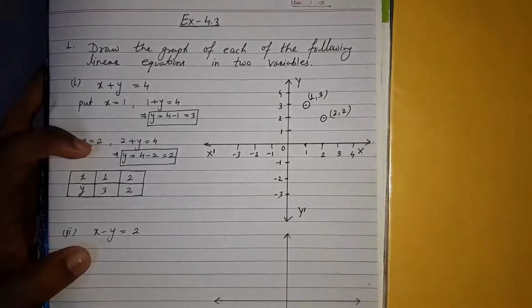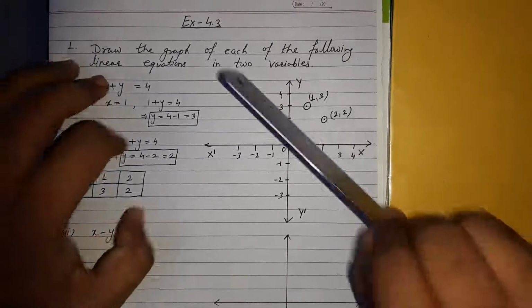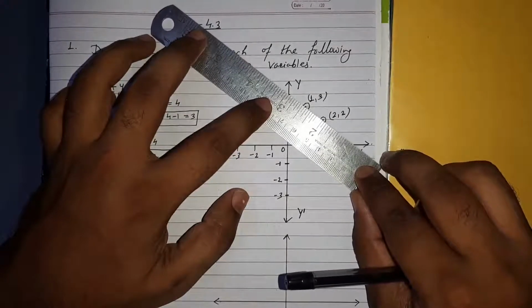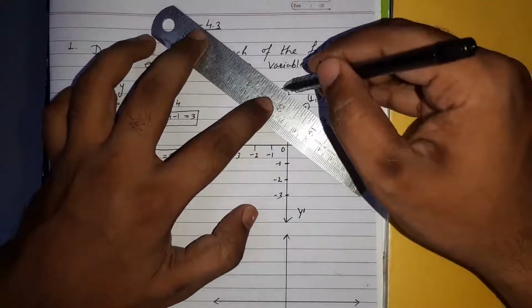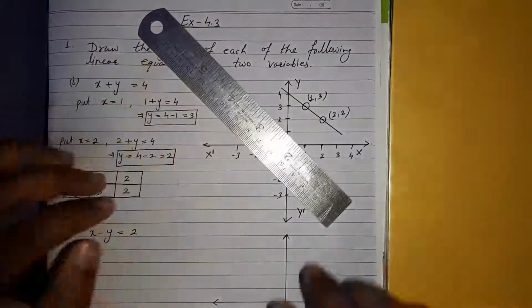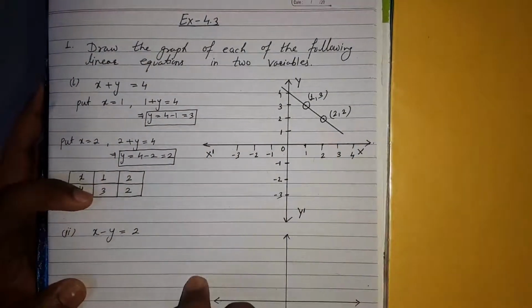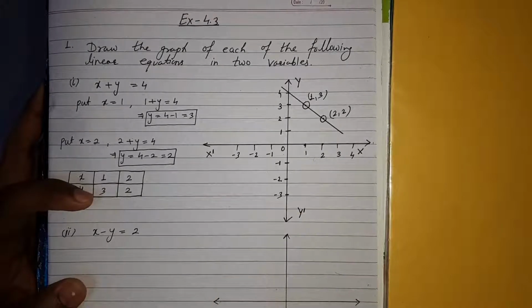Now we will join these 2 points. So we will get a straight line. Like this we can join. So now you can see the graph of this equation is a straight line. So I think this is clear.